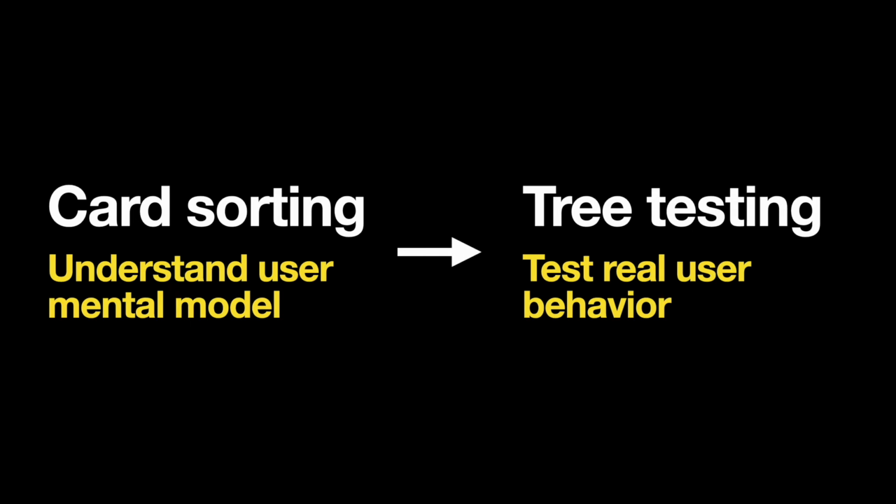First, you conduct card sorting to understand the user mental model and use this information to design a hierarchy of information in your product. Then, you conduct tree testing to evaluate the hierarchy according to how it performs in real-world scenarios.